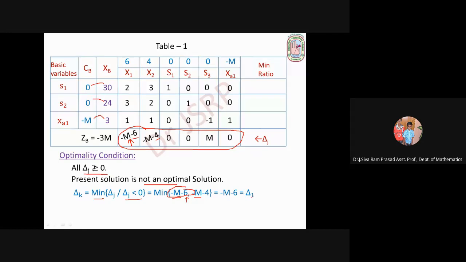So that is delta 1. This is the minimum value, so the corresponding variable x1 is the entering basic variable. Circle the first column, the x1 column. That is, x1 is going to replace a basic variable. Okay, right. Next.